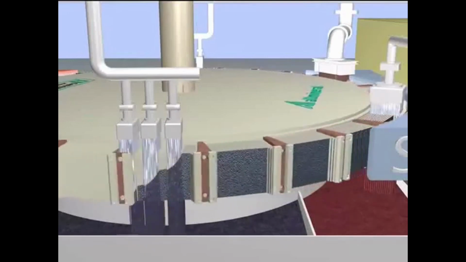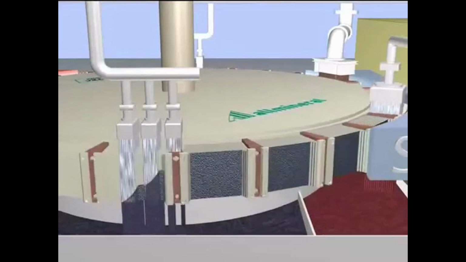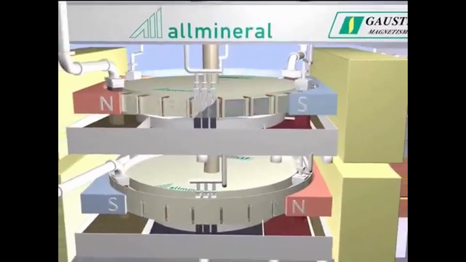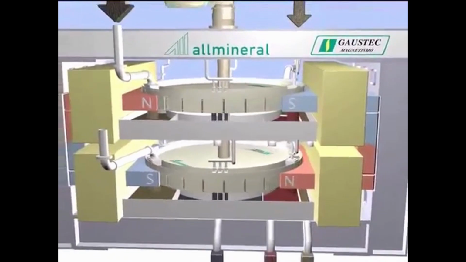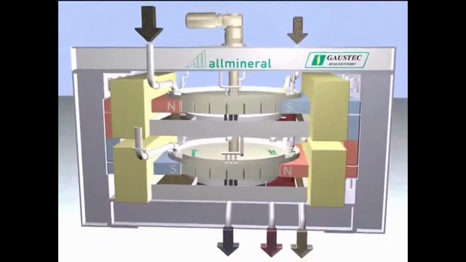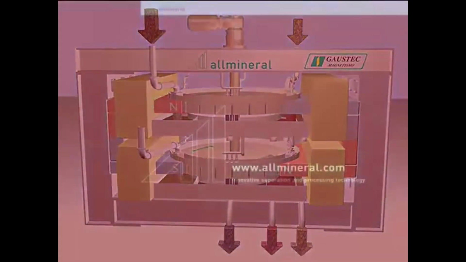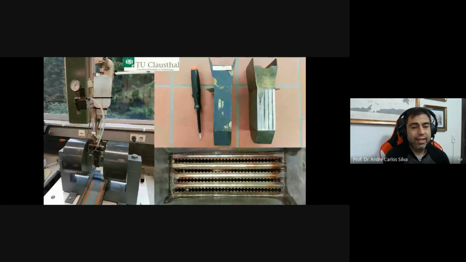And nowadays this machine is allowing many companies in Minas Gerais to reclaim their tailings dams and to send the material from the tailings dams straight to this machine and recover iron ore on a high-grade basis.